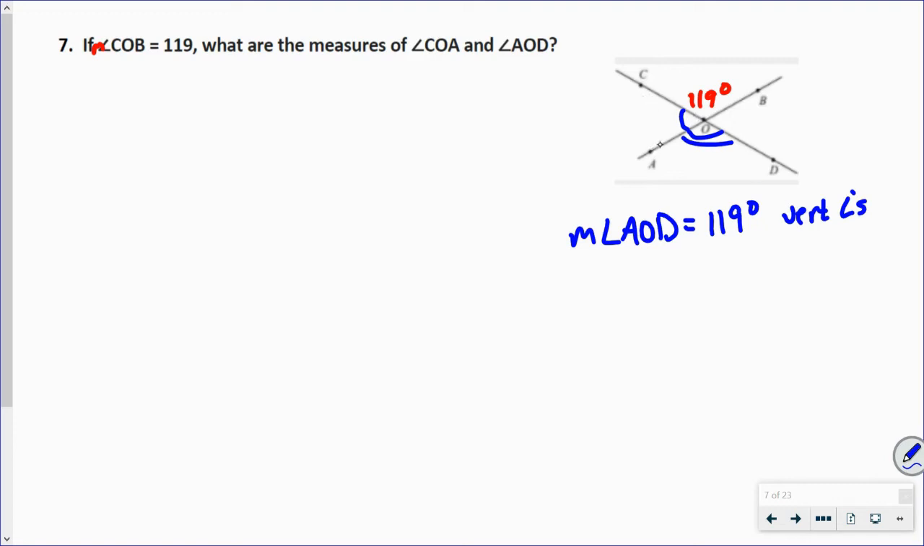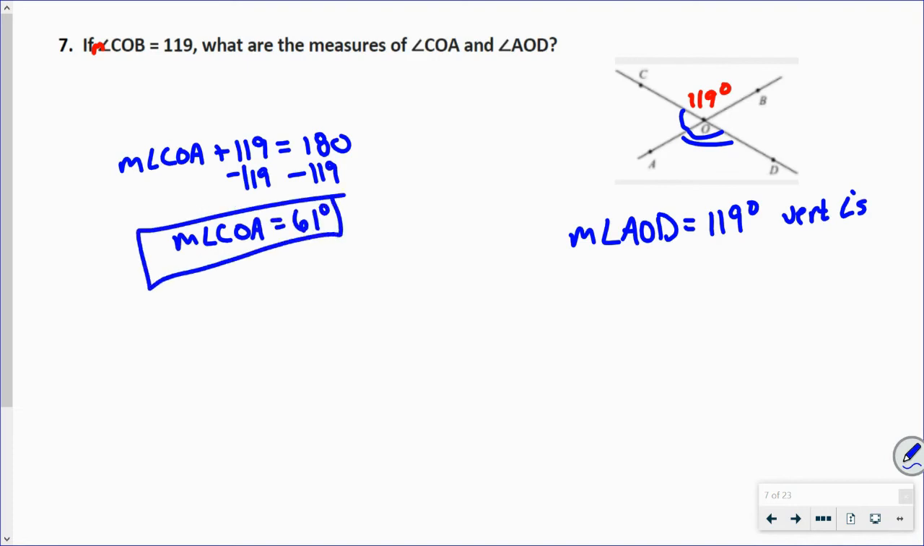Now for COA, I know that COA and the 119 form this linear pair. So I know that the measure of angle COA plus 119 equals 180. So in order to solve for that measurement, I just have to subtract 119. So the measure of angle COA equals 61 degrees. So this is 61, this was 119, and this is 61 over here. And in fact, if I add them all up, I should get 360. I should get that full circle. These two will add up to 180, these add up to 180, these add up to 180. Each pair that are adjacent add up to 180.